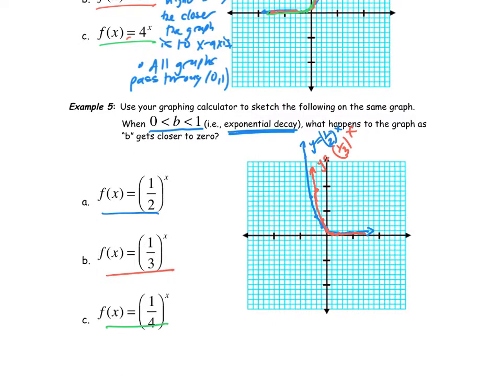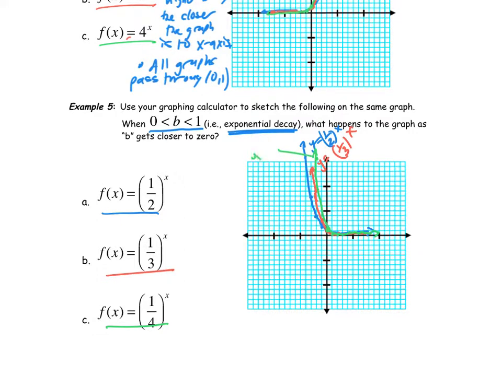f of x equals 1/4 to the x. So when x is 0, y is 1. When x is -1, y is 4. When x is -2, y is way up here at 16. When x is 1, y is 1/4. When x is 2, y is 1/16. And I'm going to go ahead and sketch this graph.